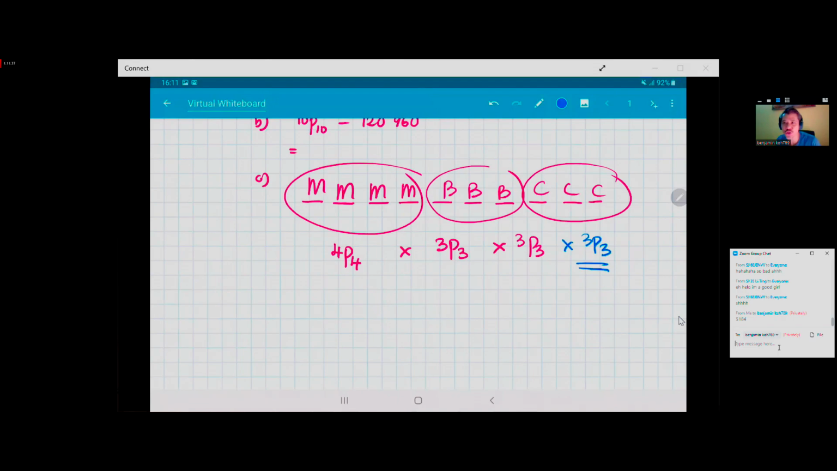5,184. Yes. Okay. 5,184. Okay. We've got one more permutation question here to do today. And the rest I'll do with you all next week.